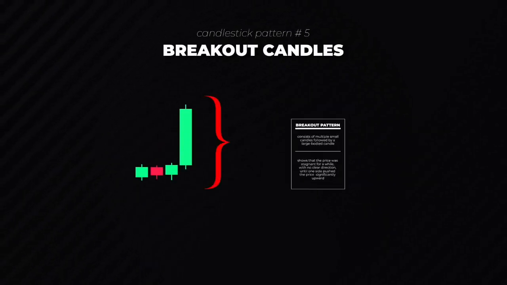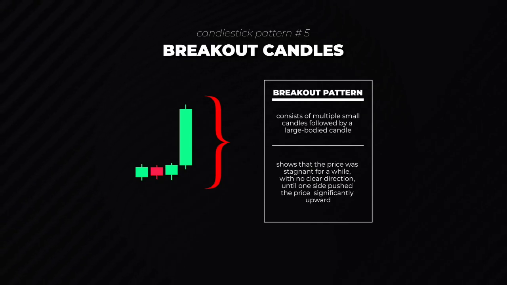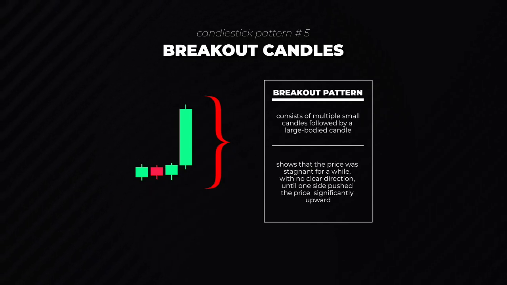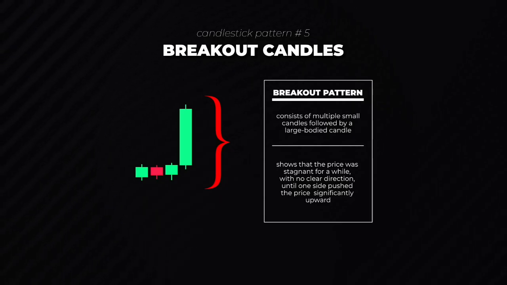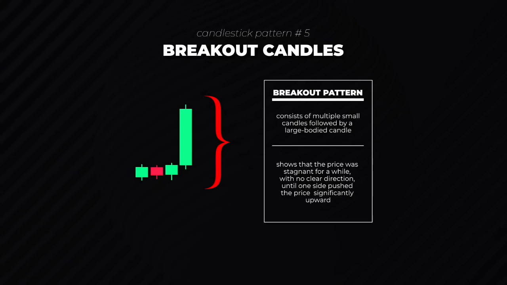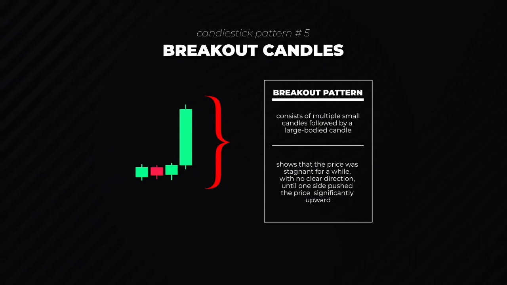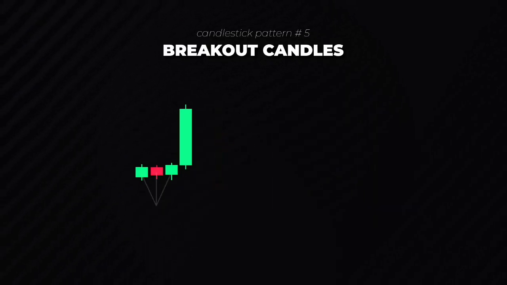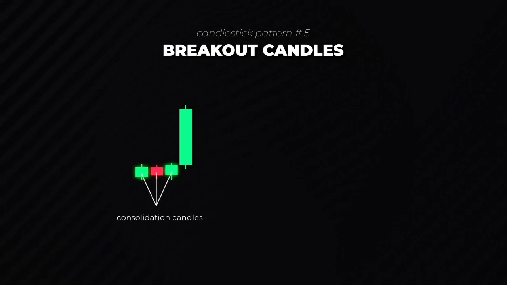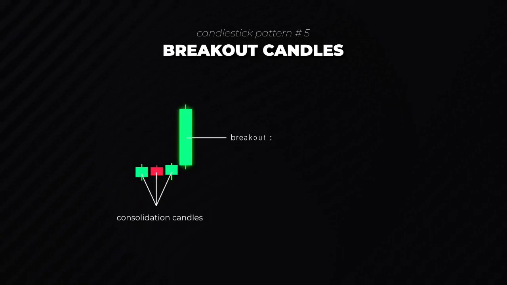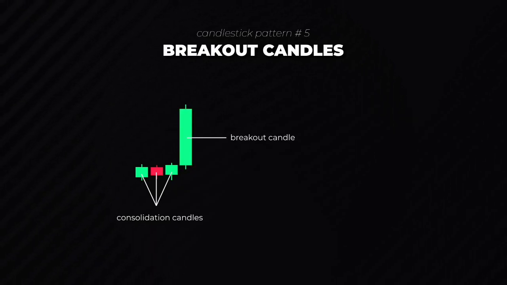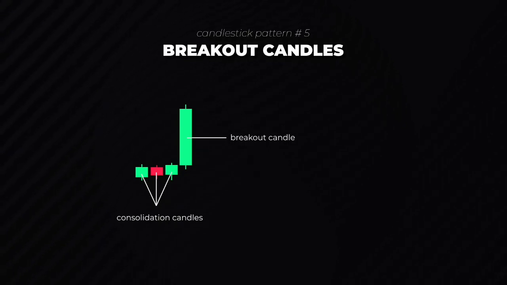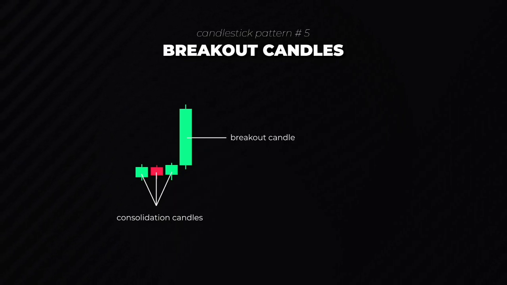Moving on to pattern number 5, which is breakout candles. This is a type of candlestick pattern where we have multiple small candles with small bodies forming, followed by a large bodied candle. This pattern shows that the price was stagnant for a while, with no clear direction until one side, buyers in this example, push the price significantly upward. In this setup, the series of small candles is called consolidation candles, and the large candle is known as the breakout candle. For this to be a valid pattern, there need to be at least 3 consolidation candles. However, the more consolidation candles there are, the higher the chance of a successful breakout.